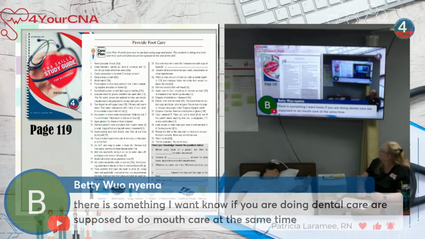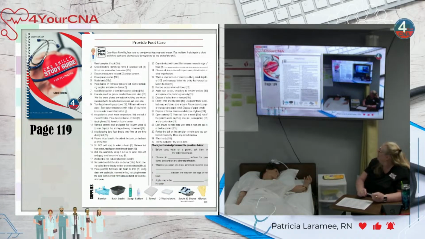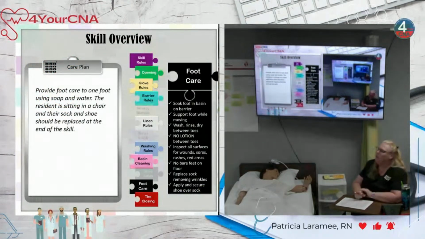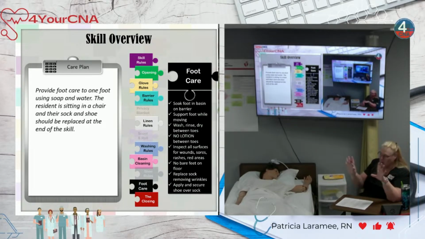So yes. Okay, our step-by-step instructions on page 119, supplies are at the bottom. Remember, we have to learn our supplies. And at the top is our care plan. Here's our care plan. Provide foot care to 1 foot. 1 foot. What if the patient has 2? We're only doing 1. Even though they have 2, we're only doing 1.